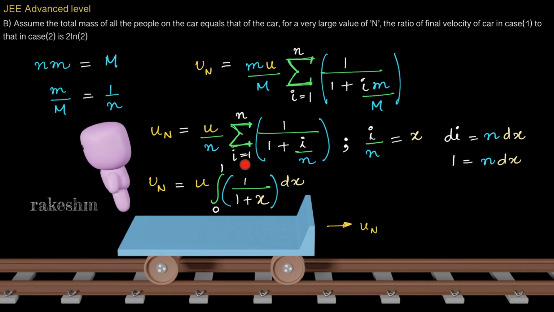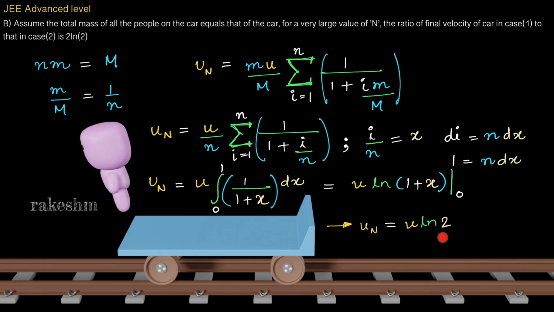Okay, when i equals 1, we get x equal to 1 by n, which is very small, since n is very large. So I'm putting the initial limit of x as 0. When i equals n, the final limit of x is n by n, which is equal to 1. So integrating this, we get u ln(1 + x), with initial limit 0 and final limit 1.